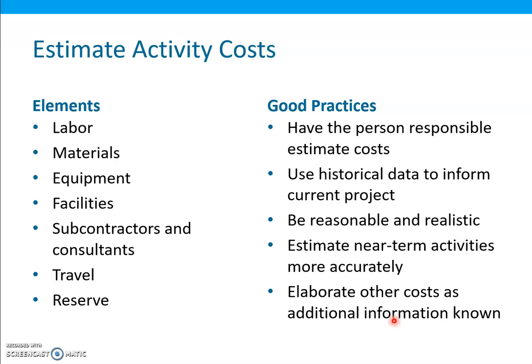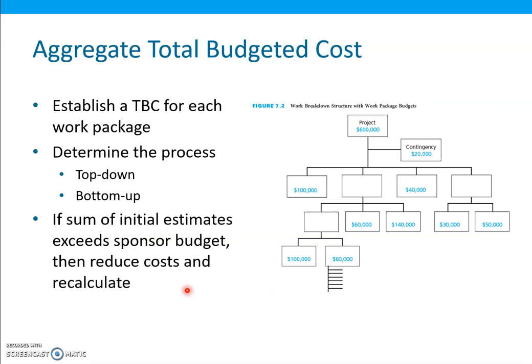So at the beginning of the project, it may not be possible to accurately estimate the costs for all activities. This is especially true for longer term projects. It may be easier to estimate the costs for near term activities, but as the project progresses, the project team can progressively elaborate the estimated costs as more information is known or become clear to allow for more accurate estimated costs. So after estimating the cost of the activities, let's go ahead and determine the aggregate total budgeted cost.